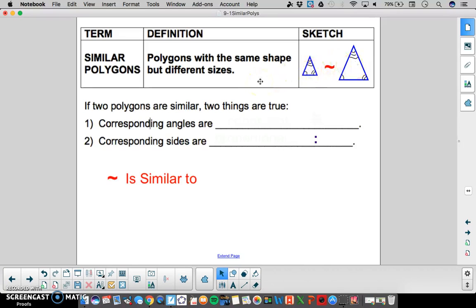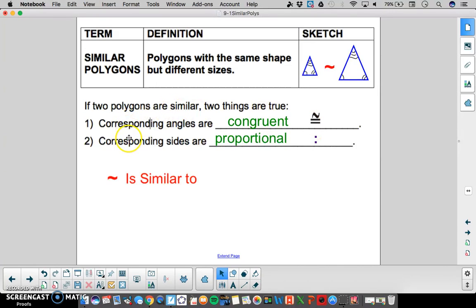Now, when I say two polygons are similar, I mean that two things happen. Corresponding angles are congruent, so I would say one angle is congruent to another. And corresponding sides are proportional, and we use the little ratio symbol for proportional.